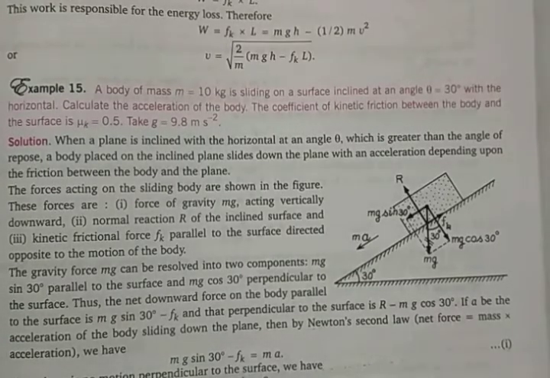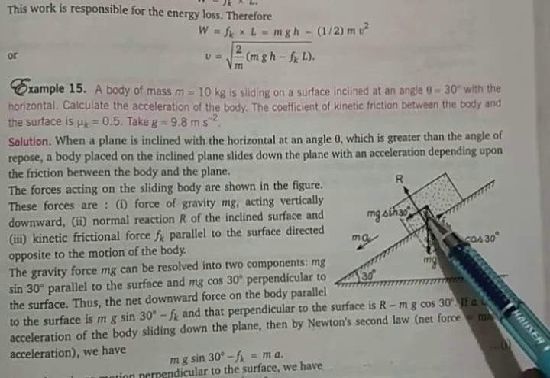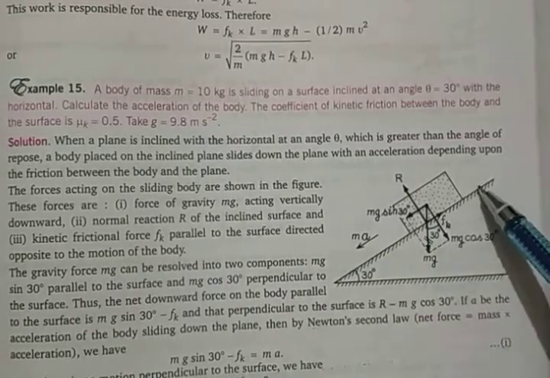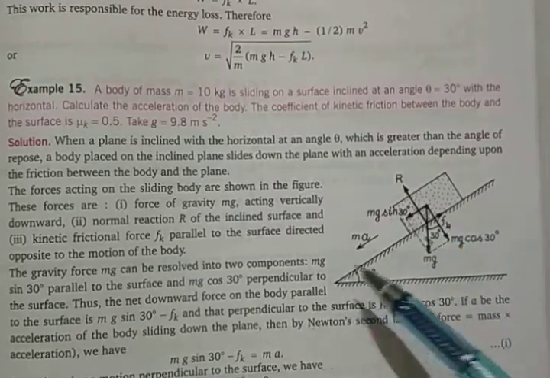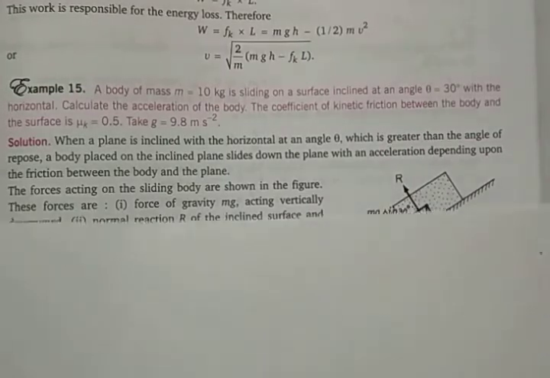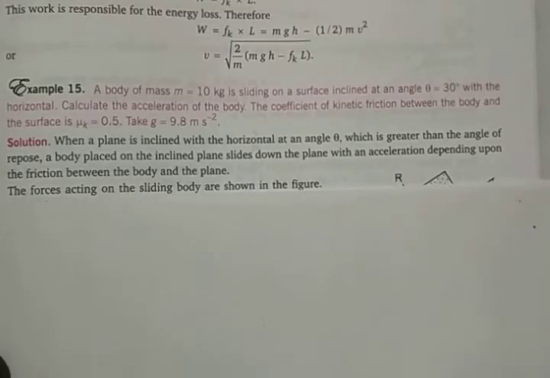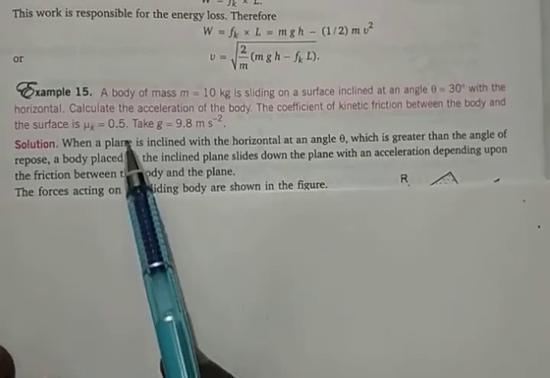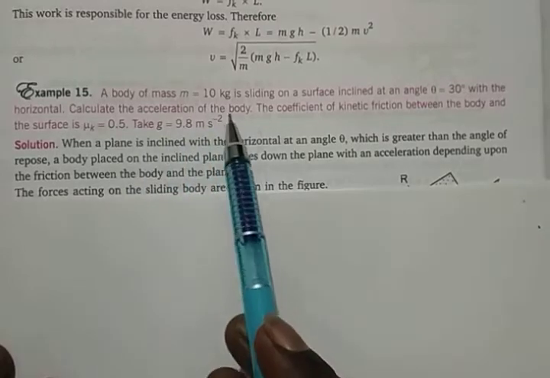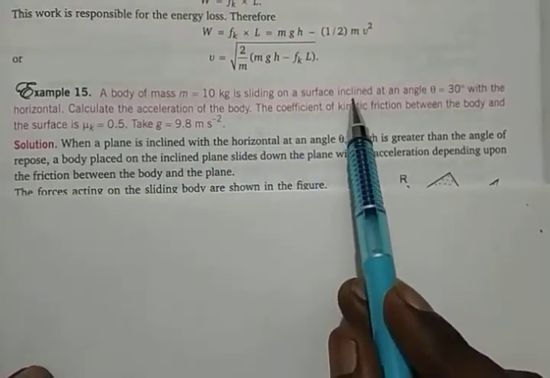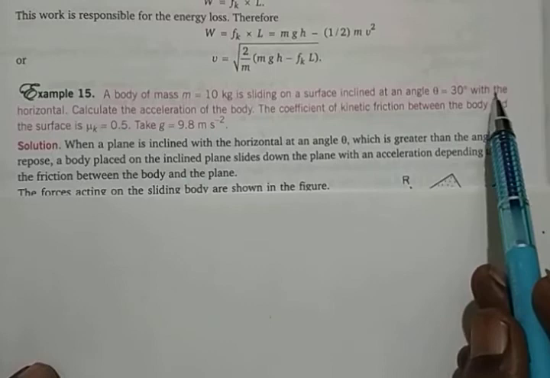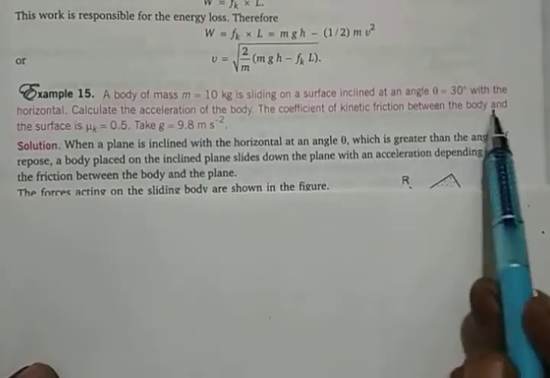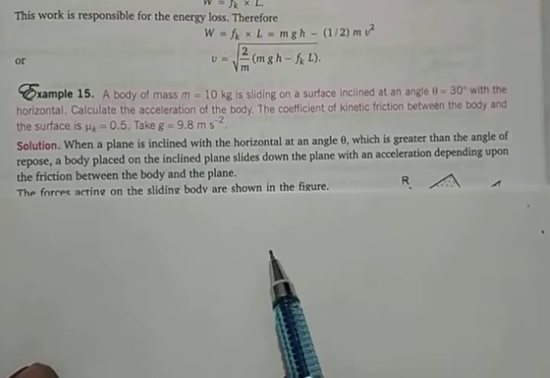Before going to this inclined plane, you already know this one: mg sin theta always acts downwards, and then the frictional force acts upwards when the body is sliding down. So you already write in the test also, you will have a good idea about what it is. A body of mass m, 10 kg, is sliding on a surface inclined at an angle of 30 degrees with the horizontal. Calculate the acceleration of the body. Coefficient of friction is given here as mu is equal to 0.5.